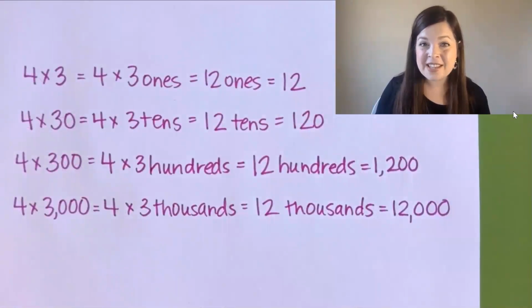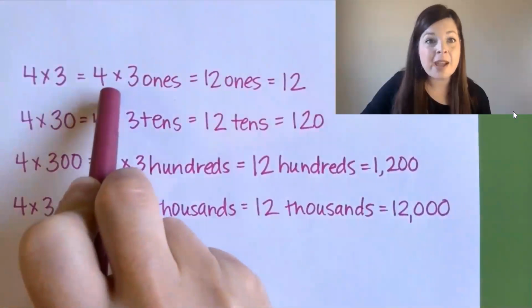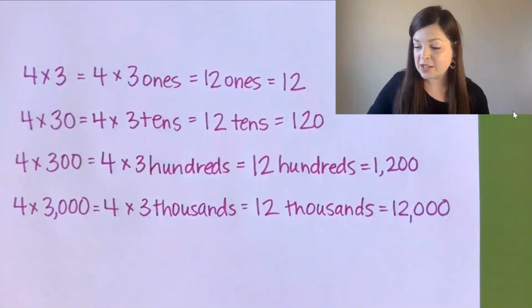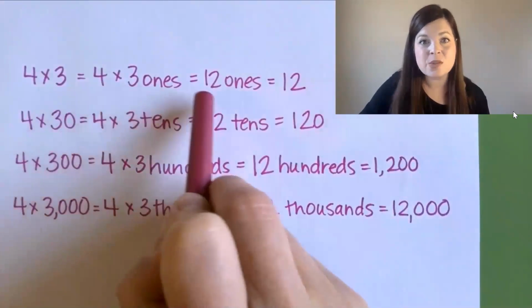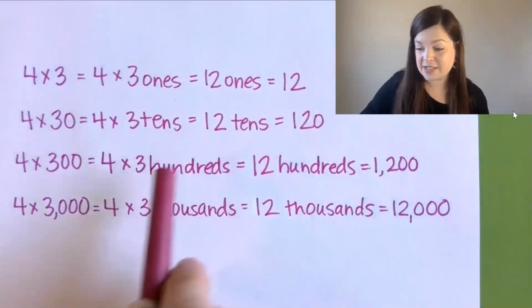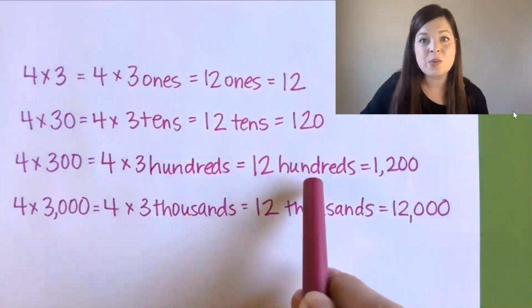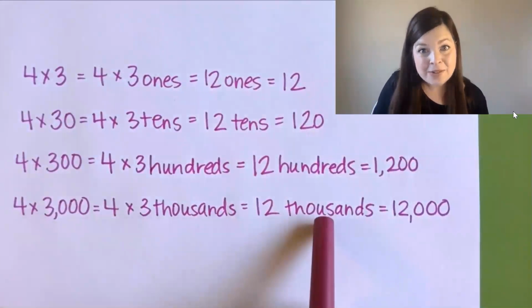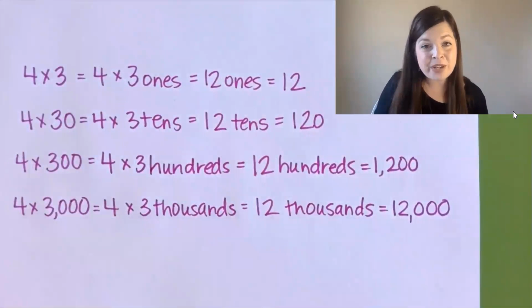You may have noticed that with each multiplication, we had 4 times 3 of some unit. And whatever unit it was that we were multiplying by is the unit that we see in the product. So 4 times 3 ones is 12 ones. 4 times 3 tens is 12 tens. 4 times 3 hundreds is 12 hundreds. And 4 times 3 thousands is 12 thousands. That's the same as what we noticed last time.